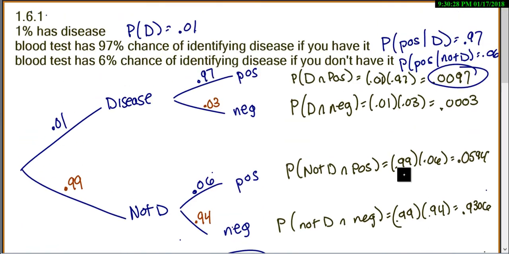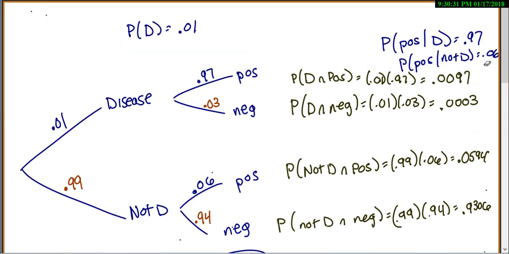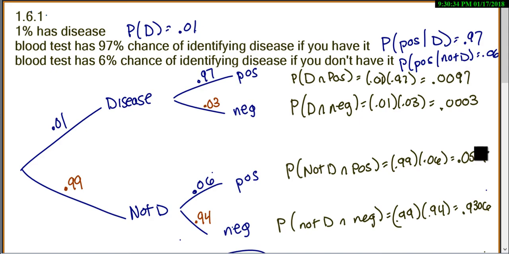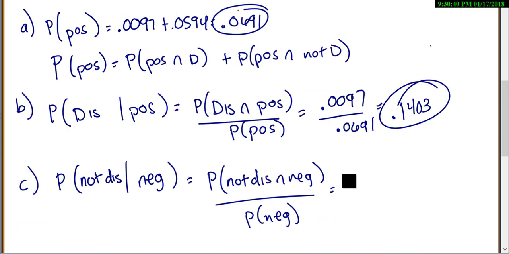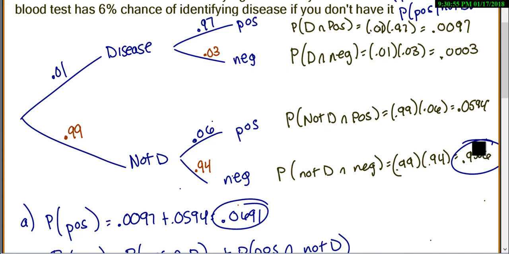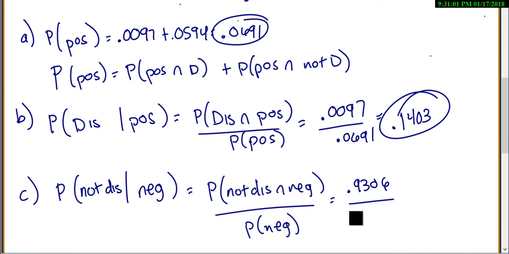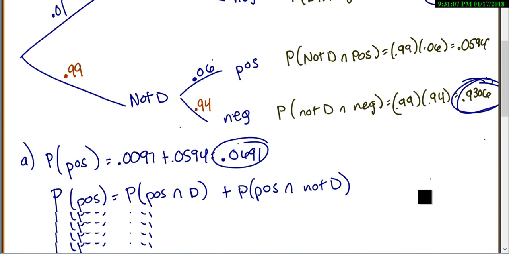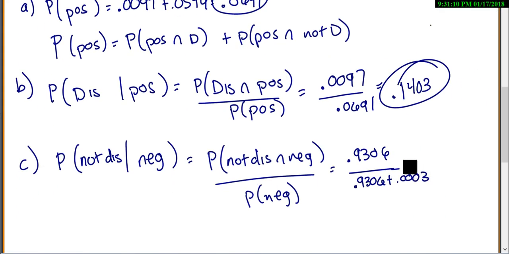So let's come up here to not diseased and negative. It's useful we found all of these probabilities, even though we thought we might not use them all. So not diseased and negative is here at 0.9306. Now I didn't find the probability of a negative yet. Probability of a negative is going to be 1 minus probability of positive, so 1 minus 0.0691. Or if you wish, you can come up here and find everything that has a negative, so 0.9306 and 0.0003, and add them together. Either way, you're going to get the same answer.